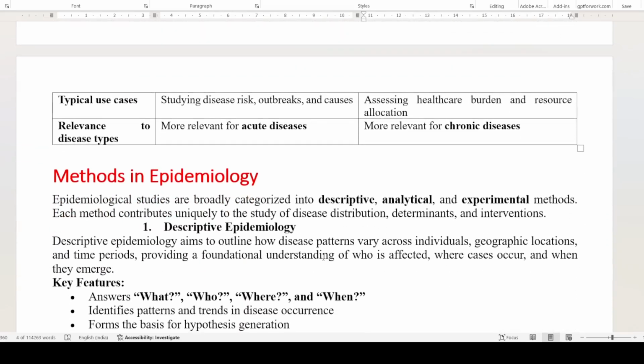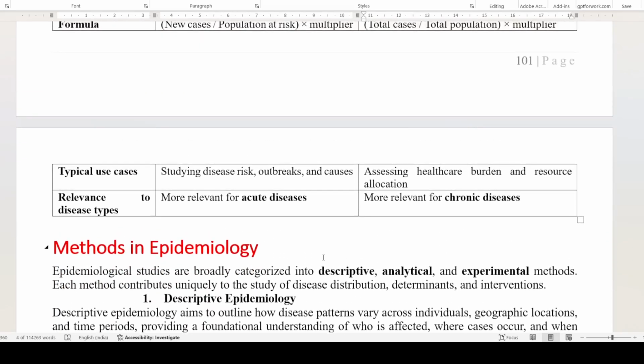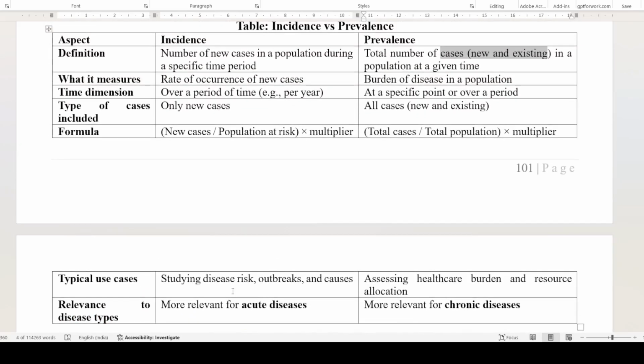Then what are the typical use cases? We are able to study the risks, outbreaks and causes in case of incidence, while we can assess the healthcare burden and resource allocation in case of prevalence. Like incidence sees acute cases while the prevalence sees chronic diseases.